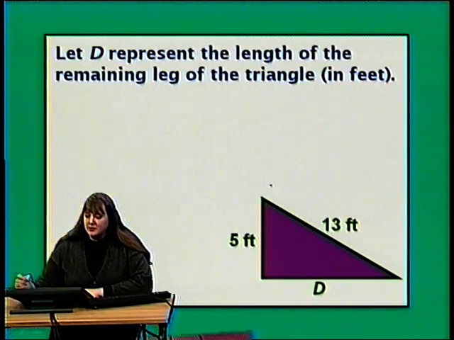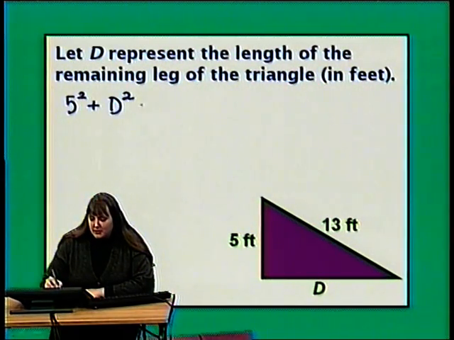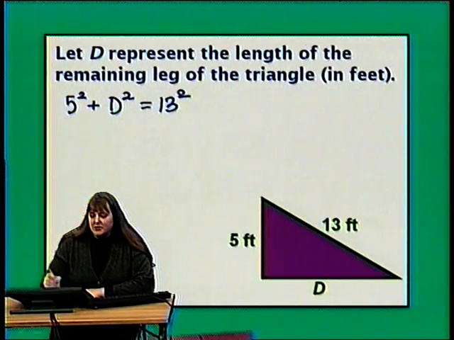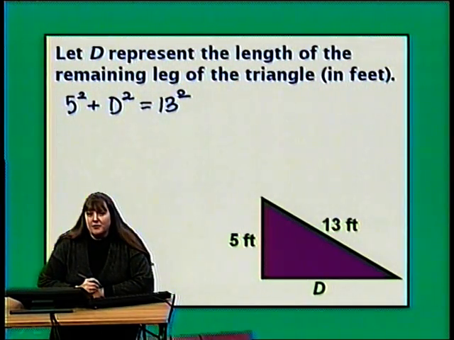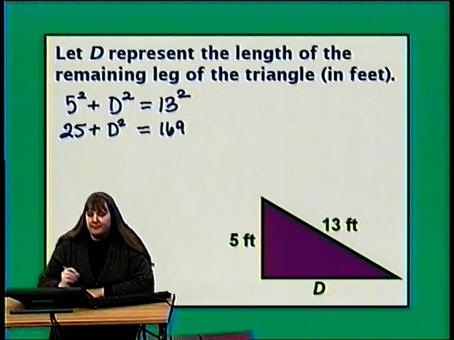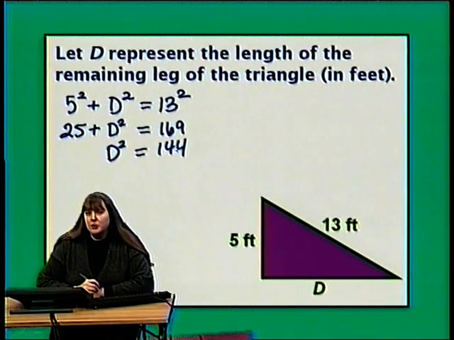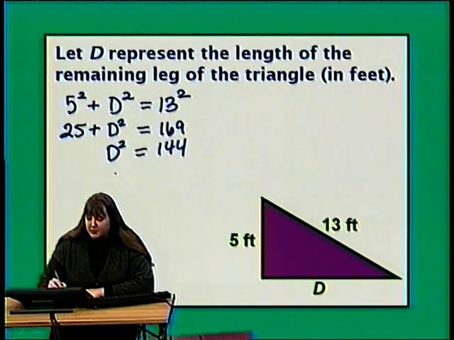So the Pythagorean theorem tells us 5 squared plus D squared must equal 13 squared. To solve for D, first I'm going to square 5 and square 13. That gives me 25 plus D squared equals 169. Then I'm going to subtract 25 from both sides of the equation. So D squared equals 144. Using the square root property, we know that D must equal plus or minus the square root of 144.